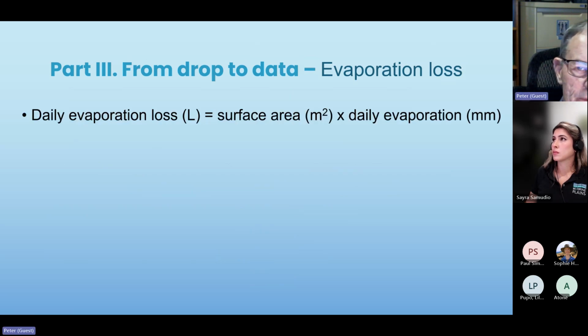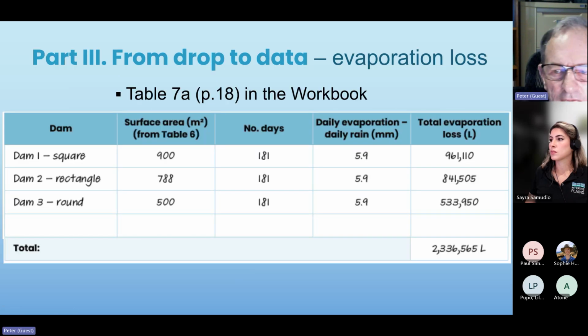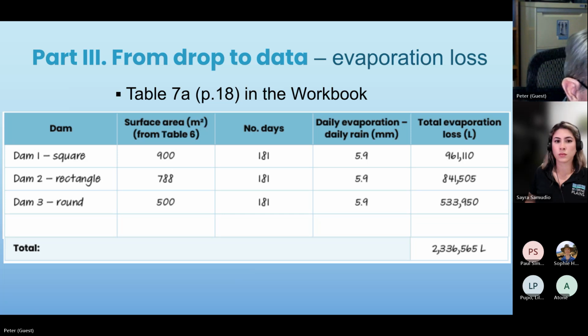We need to go a step further with that and work out just how much volume of water that adds up to. Because if it's going out of our dam to evaporation, our stock can't use it. So what do we get? Our volume loss in litres is the surface area of the dam times the daily evaporation. And for the example we're doing, which you can see, this is table 7A on page 18 of the workbook. Same figures are there.